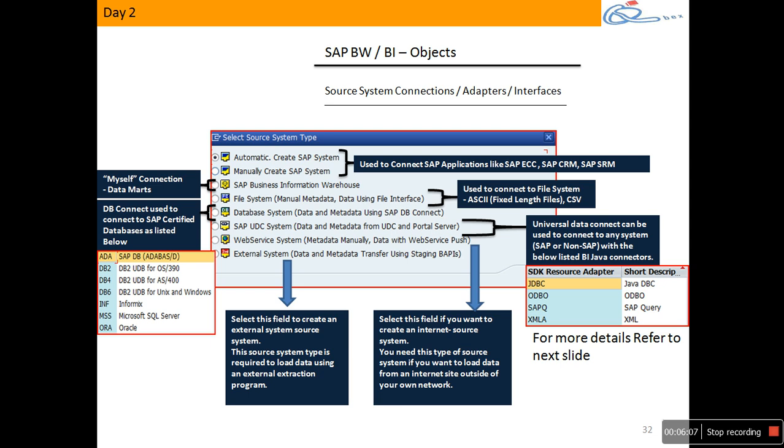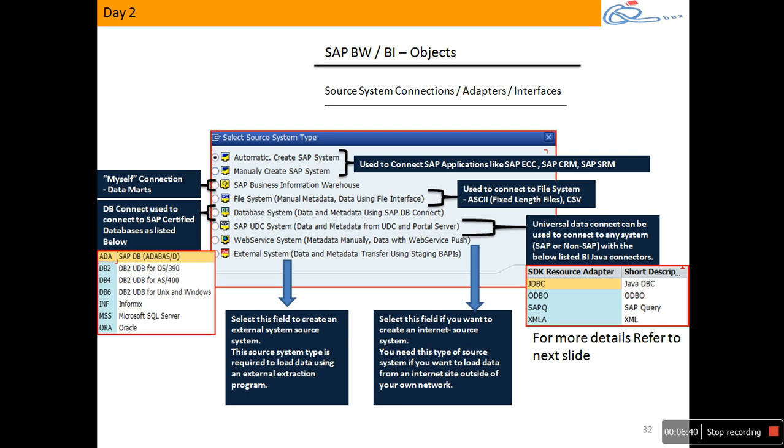Now, first two things: automatic create SAP system and manual create SAP system. We basically use these two adapters or connectors when you want to integrate any SAP application to the BW bus. Let's say I have a scenario where I need to extract data from ECC to the BW bus. Do I need to establish a connection, or do I need to have an adapter to connect this ECC to BW? I can use SAP automatic or manual.